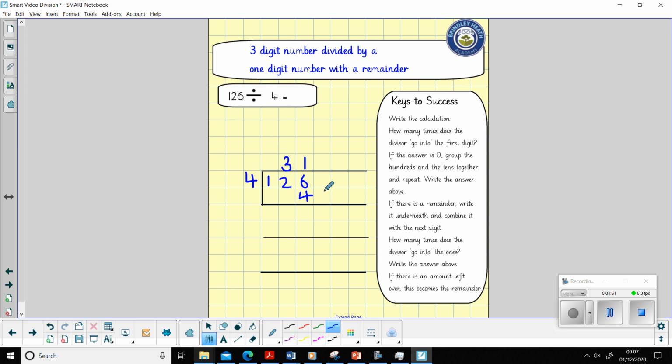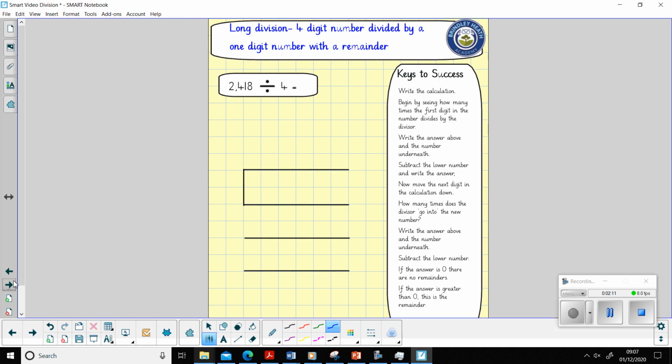Because these digits are different, I've now got to do a subtraction. 6 take away 4 equals 2. And that number 2 there is my remainder. So 31, remainder 2.